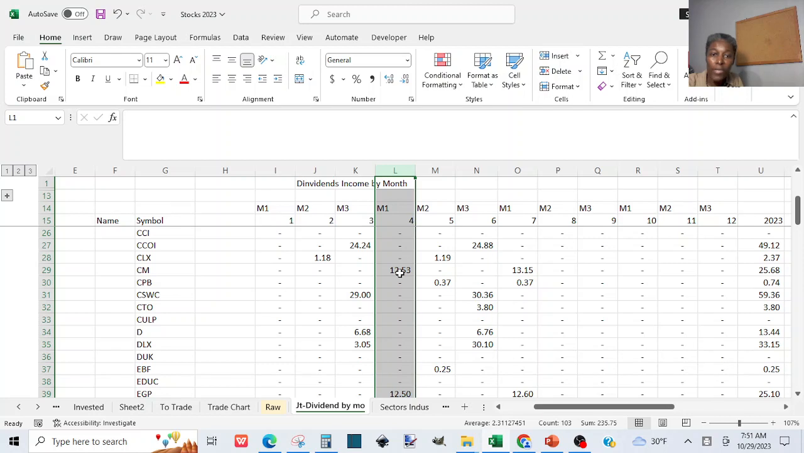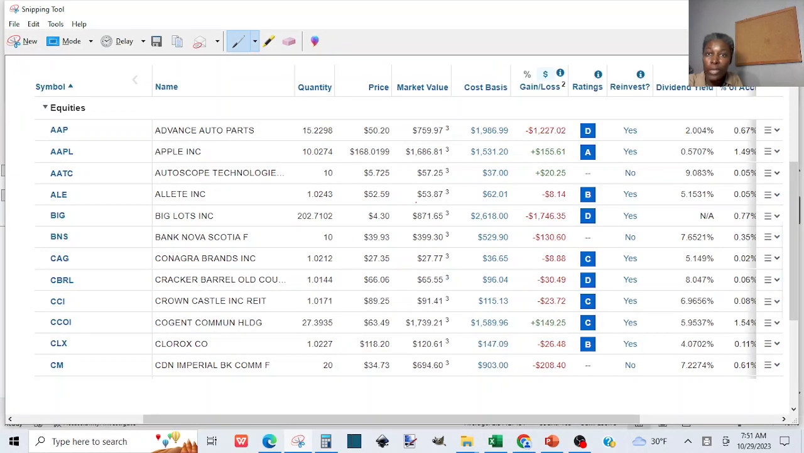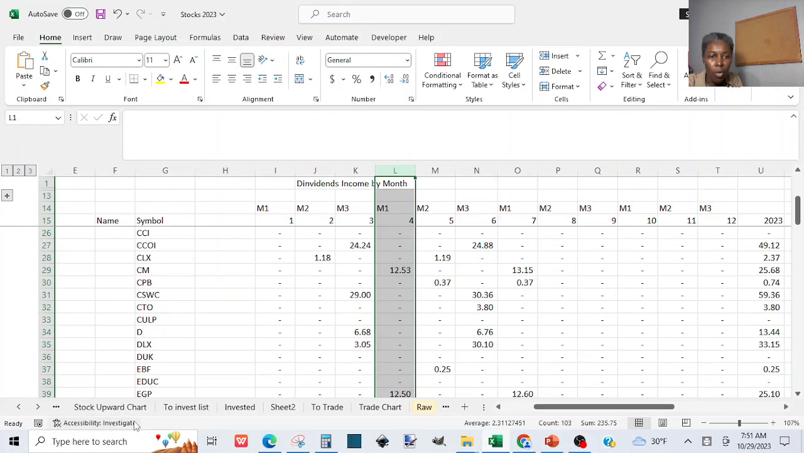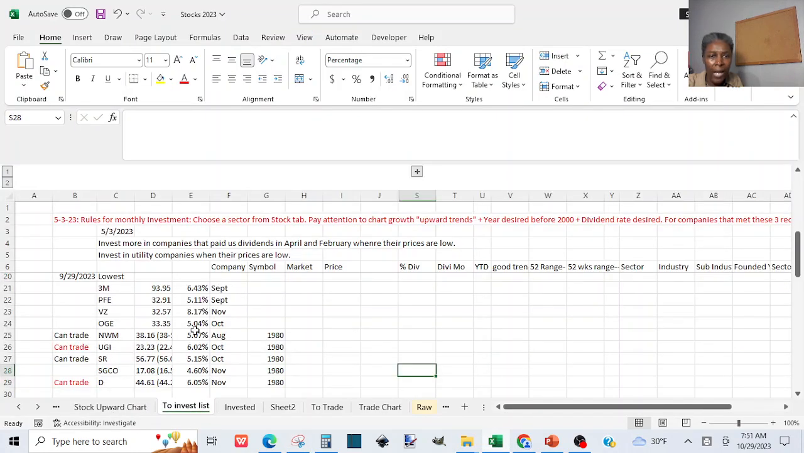Are they on the low side? Are they on the high side? Should I invest more in them, and so forth? And then strategically invest so that you can boost the month that your dividend income is low, if that makes sense. So when you go through your list and find some stocks that are on the low side, then you might have to put them on the side to compare them.